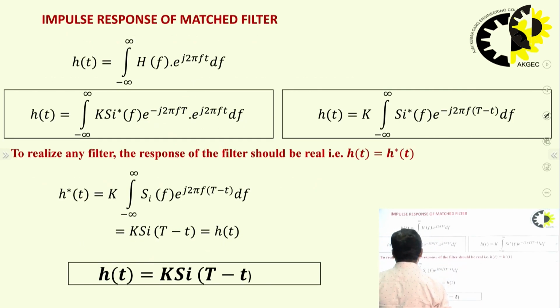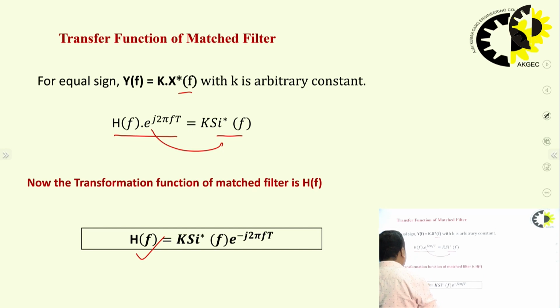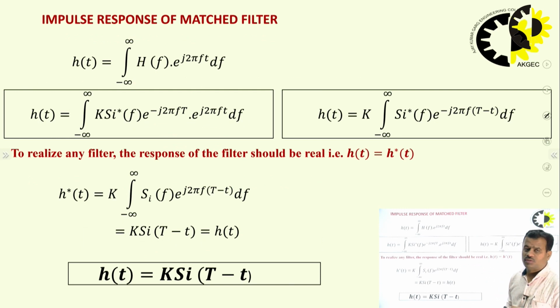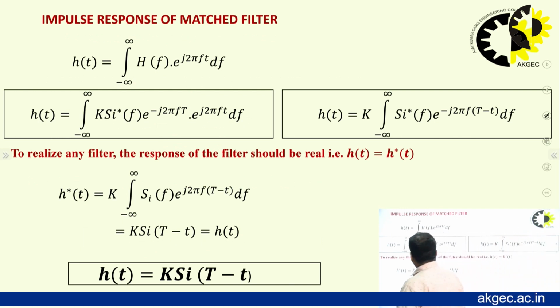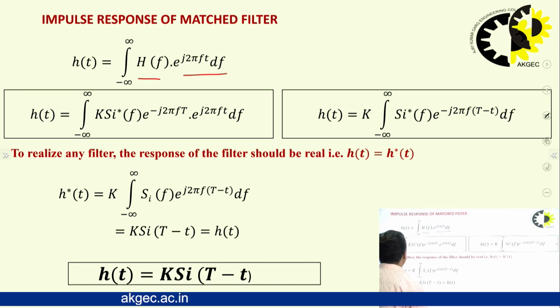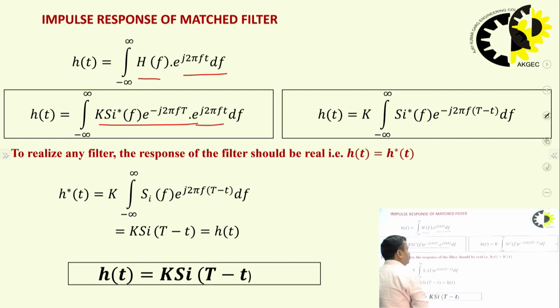Now impulse response, it means this is the transfer function. If we want to take its time domain, it will be the impulse response. So this is the impulse response h(t), that will be integral from minus to plus infinity of H(f) into e to the power j2πft df. So h(t) is equal to integration minus to plus infinity. I am putting the value of H(f) from the last PPT here. Okay, so it will be k, you can take outside of the integration, then Si conjugate(f) e to the power minus j2πf(T minus t) into df.